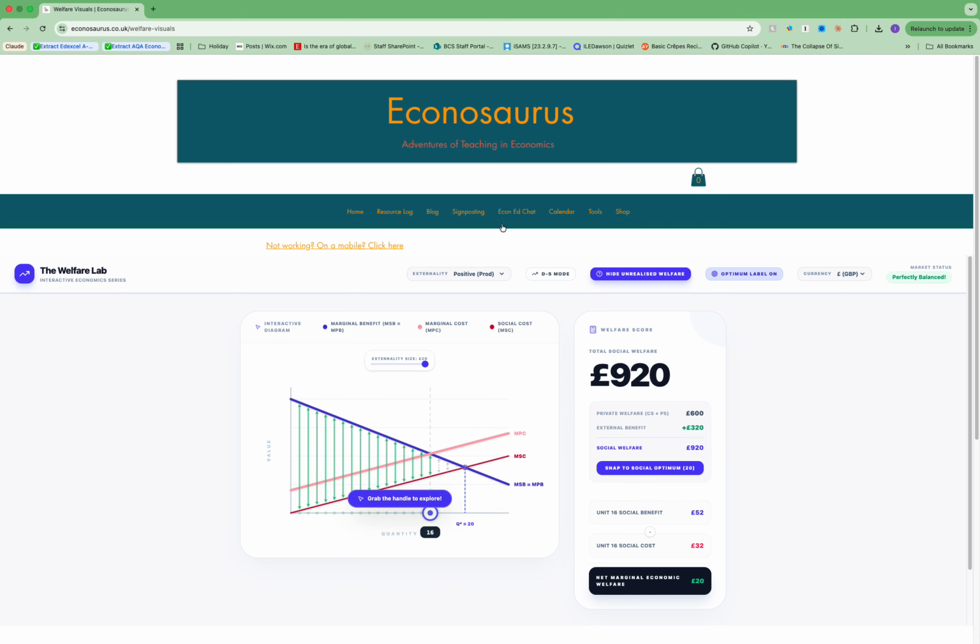And hopefully you can use this to show a whole bunch of different ideas. But my aim is that students better understand those areas of welfare loss. It's not necessarily that difficult a concept to understand, but I think it's difficult to visualise. So hopefully this gets around that somewhat.